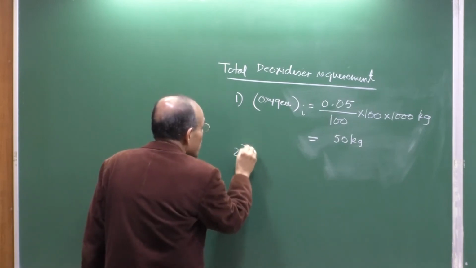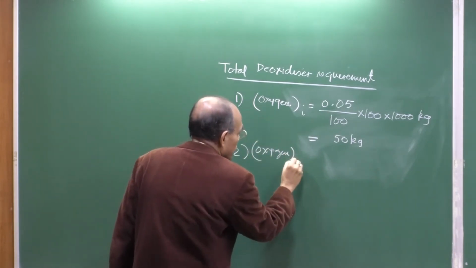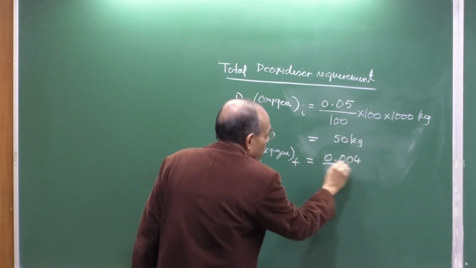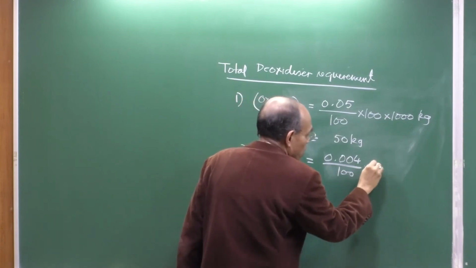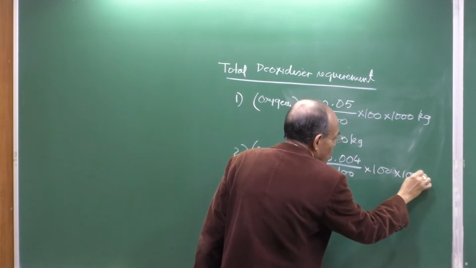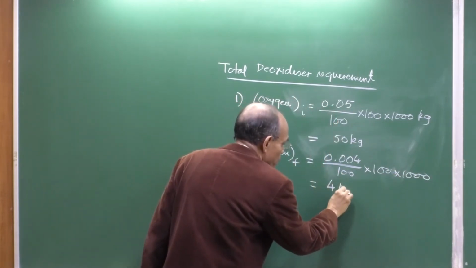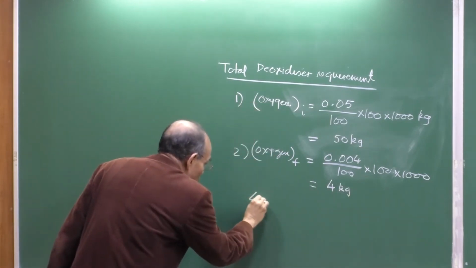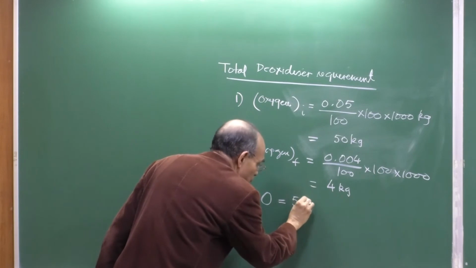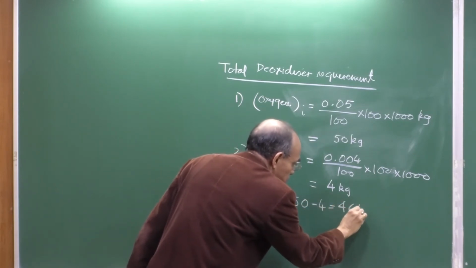Number 2, oxygen final, and that is equal to 0.004 by 100 multiplied by 100 and multiplied by 1000. This is the kg to ton conversion, and this is equal to 4 kg. So, delta O, the amount of oxygen which has been removed, is 50 minus 4, which is equal to 46 kg.